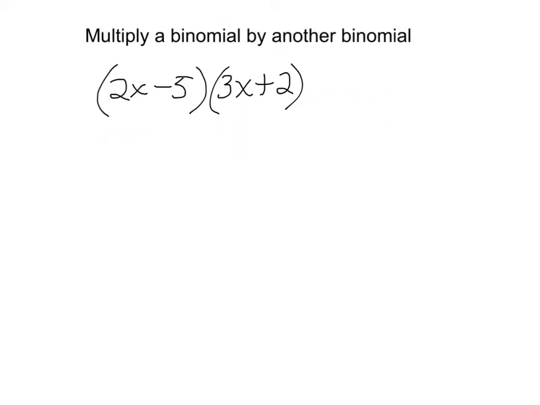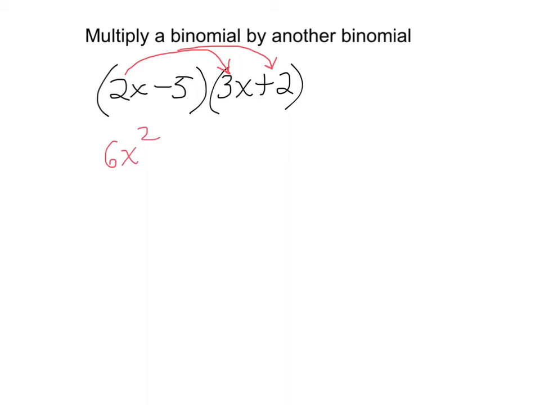Now, the next example is multiplying a binomial. Here we have two terms and two terms, so it's a binomial times another binomial. And this is very similar, because what we're going to do is push through the 2x to all the terms in the second binomial, and then we're also going to push through the negative 5. Now I'm just going to start with the 2x. So that's 2x times 3x, which would give us 6x squared.